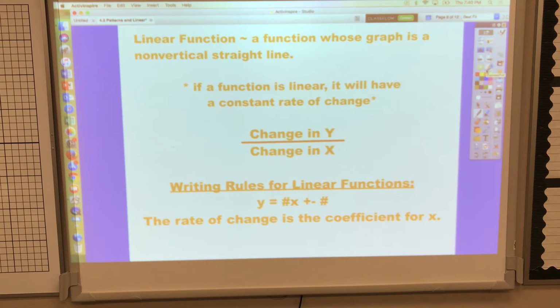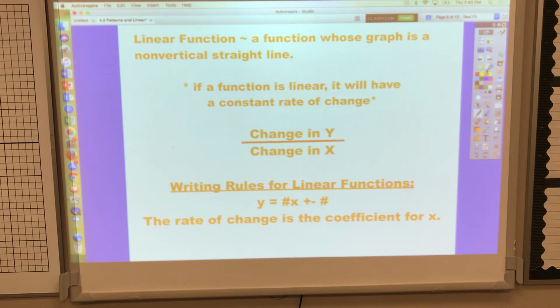Okay. So what we just made was a linear function, and that's a function whose graph is a non-vertical straight line. Okay? If a function is linear, it's going to have that constant rate of change that I talked about. When we looked at that table, I just said every time that y is changing by the same amount, that's where that comes from. And that's true for every single linear equation.